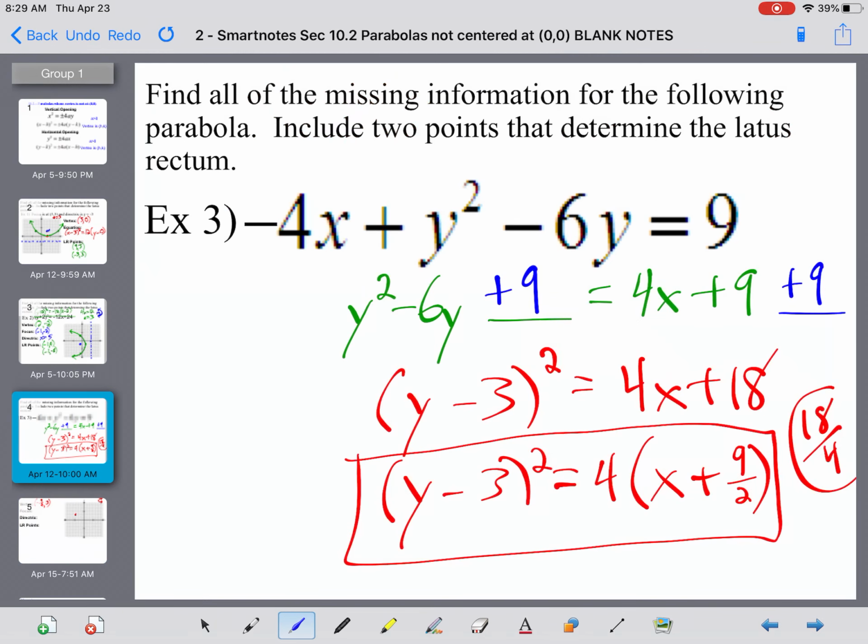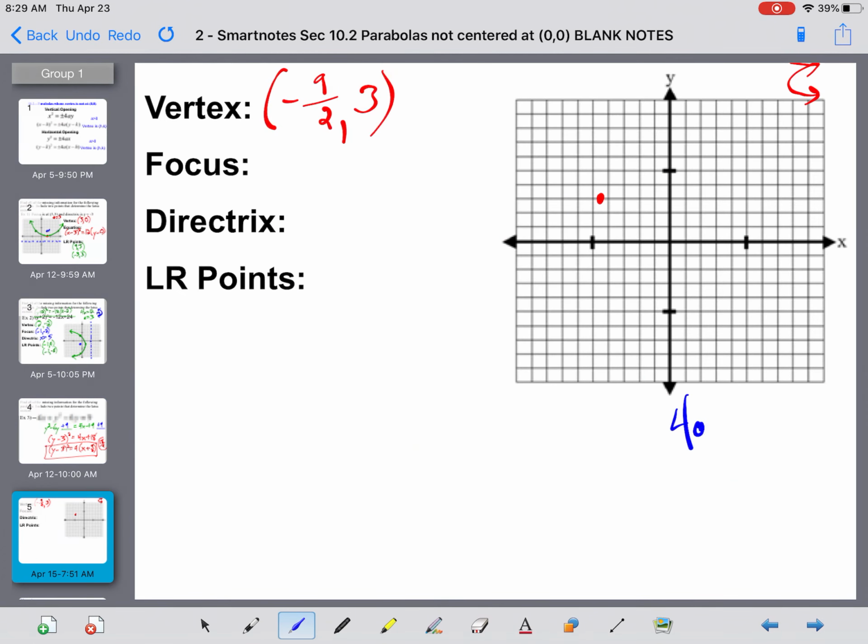The focus, right? So this 4 is my 4a. 4a equals 4. So a equals 1. So to get my focus, I go 1 to the right from the vertex, and I go 1 to the left to get my directrix.